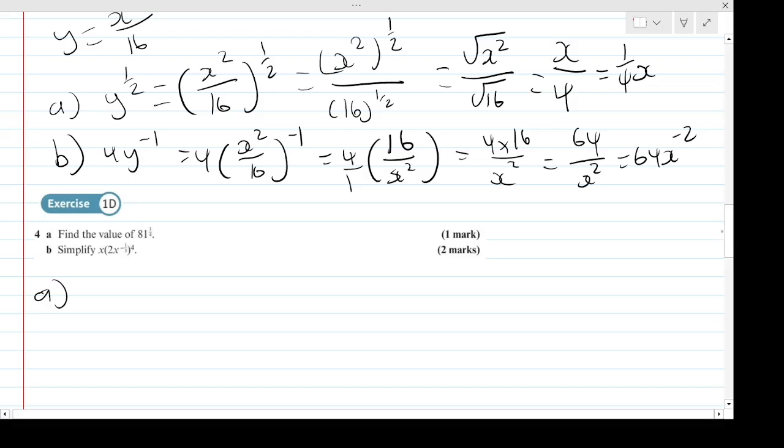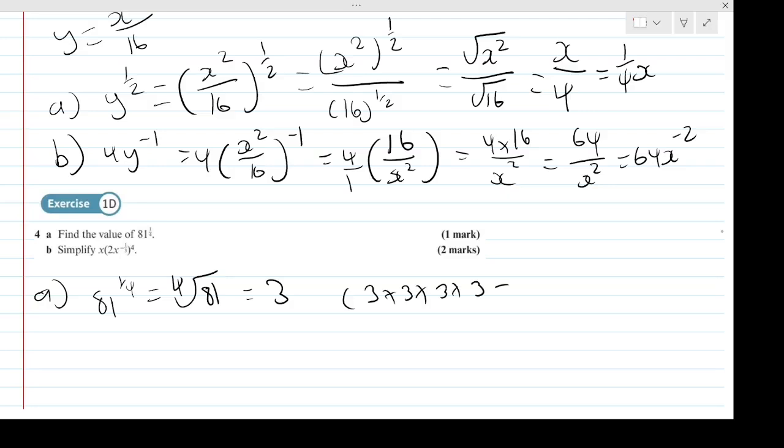So part A, it simply wants the value of 81 to the power of a quarter. You could put that in the calculator, but what this is saying is the fourth root of 81. Okay. So that's saying what number times by itself 4 times gives us 81. And if you play around with 1, 2, 3, and 4, you should spot this is 3, because 3 times 3 times 3 times 3 gives us 81. Well, 3 times 3 is 9, then times by another 3 is 27, then times 27 by 3 you get 81. Okay. But yeah, that's simply that for 1 mark.